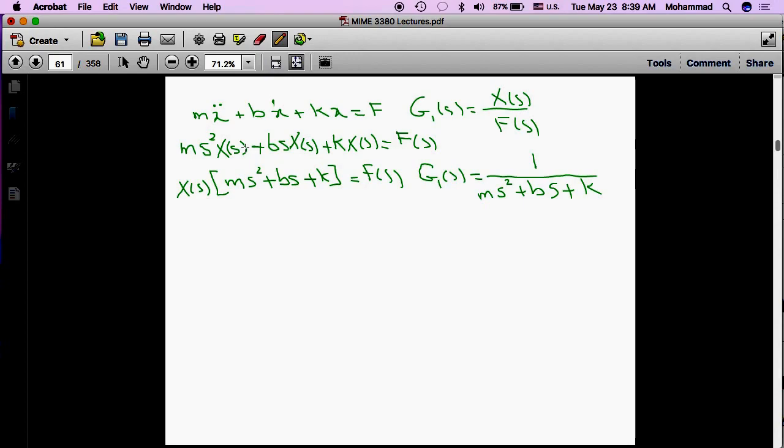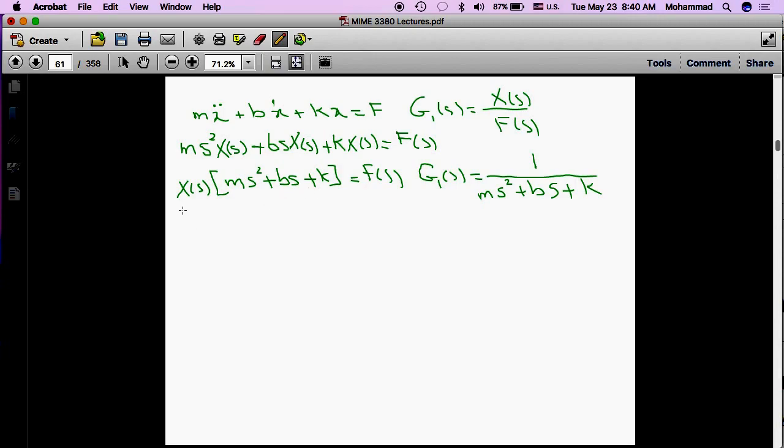Any questions on how we got to this ratio? Yes, sir. Are we assuming that f of s is 1 then, or how do we get the... To 1? Oh, how do we? Very good question. The way we got to 1 is this. We know the ratio is x of s over f of s. Now, in order to get to that ratio, I need to take both sides of this equation and divide it by f of s, because I'm after that ratio.